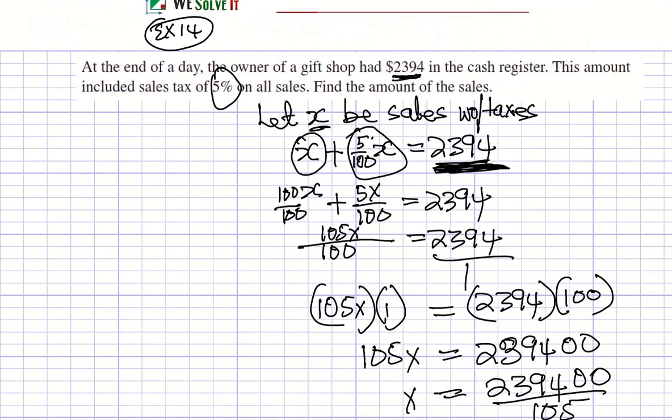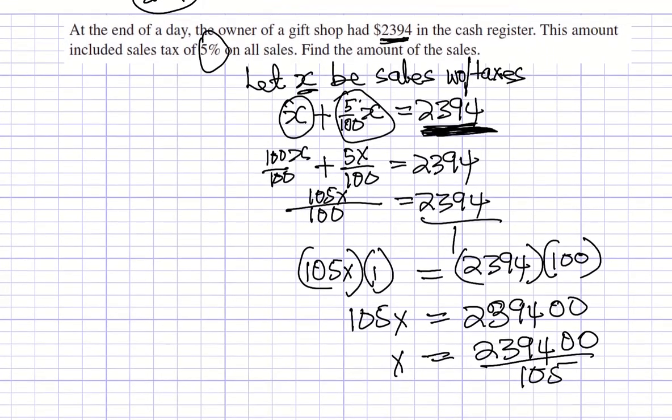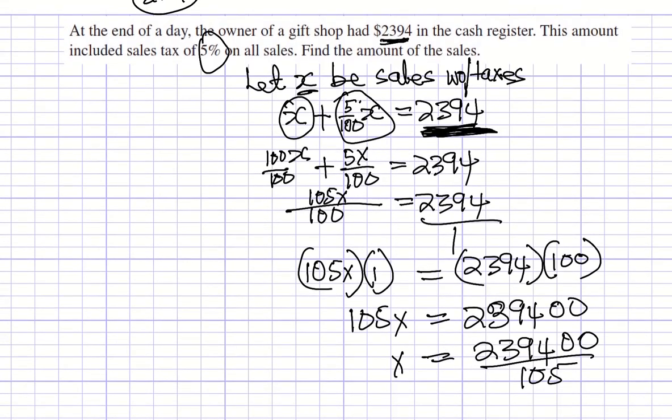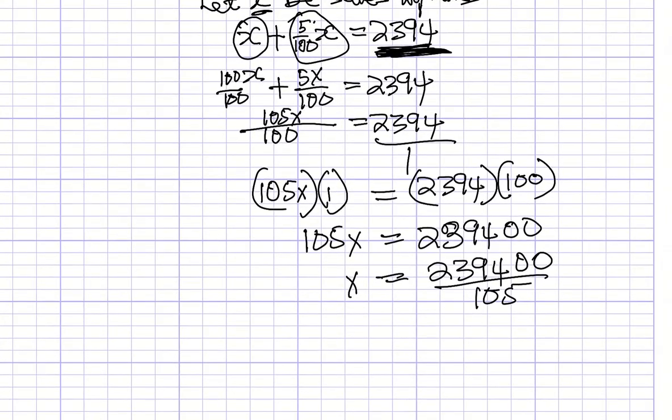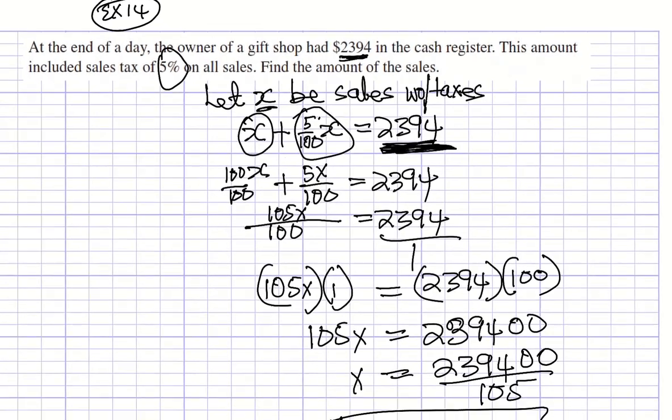All right, so sorry about that. Okay, so you do that. What do you get? If you see me making a silly mistake like that, just understand it's a silly mistake. Okay, so we divide that by 105. Yeah, it comes out a whole number. It's 2280. So x is that. That's the sale without the tax.